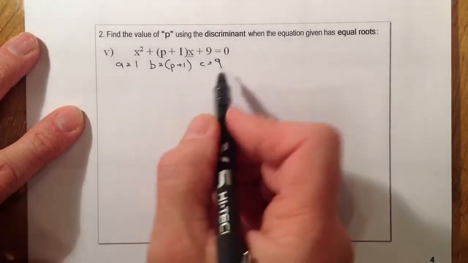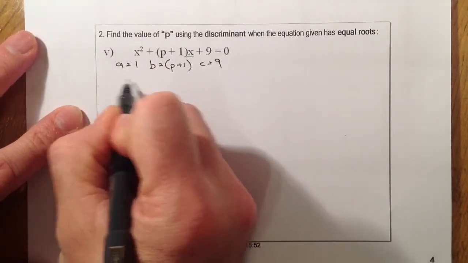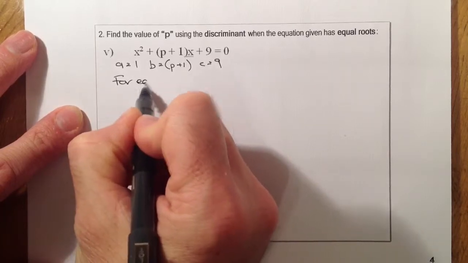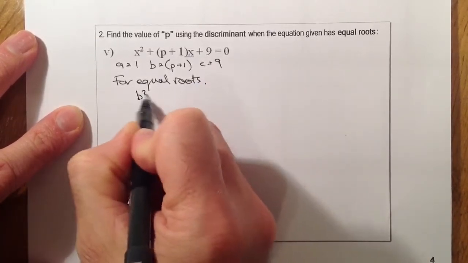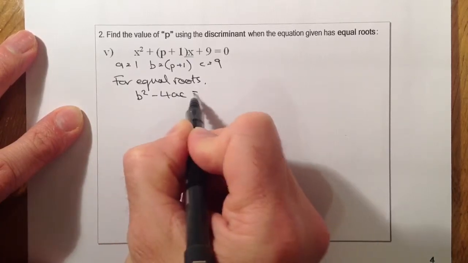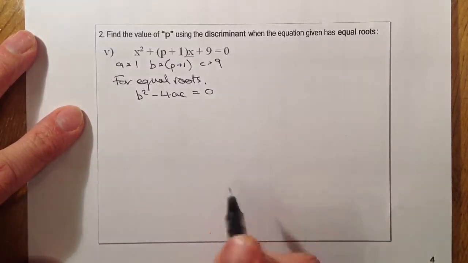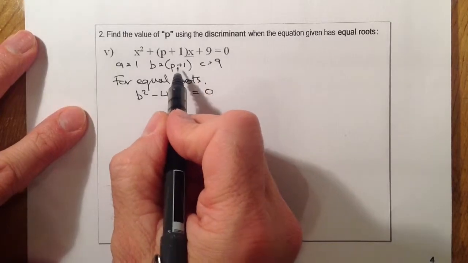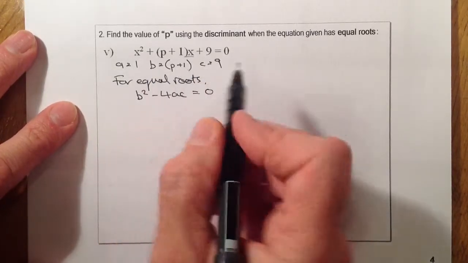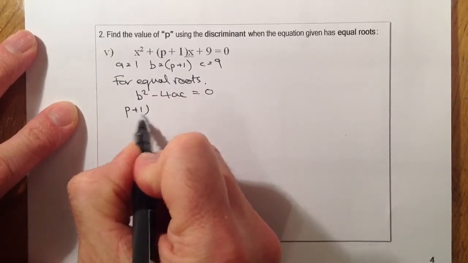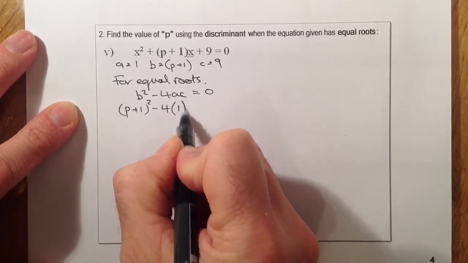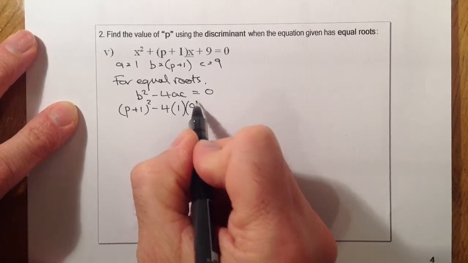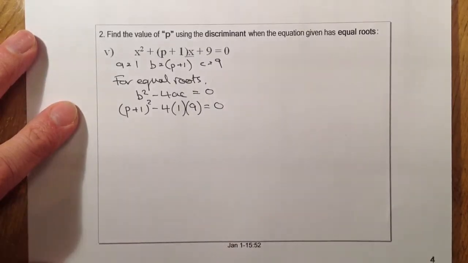Right then, so let's see how we go about this. Same type of thing again, so we know that for equal roots, what we have is the discriminant equals 0. Right, let's put our numbers in now. So for B I've got P plus 1, so P plus 1 instead of B, that's going to be squared, minus 4 times 1, and C is going to be equal to 9, and all that's equal to 0.